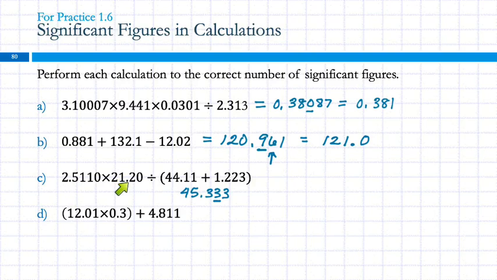Now I've got this number times this number divided by this number, and I'll do the math. 2.511 times 21.20, if you want, divided by 45.333. And I'm getting a mess. So I have multiplying and dividing, those use the same rule. The factor with the fewest significant figures. So this one has 5 significant figures, this one has 4 significant figures, and this one I am trying to represent that has 4 significant figures. So my answer should have 4 significant figures.